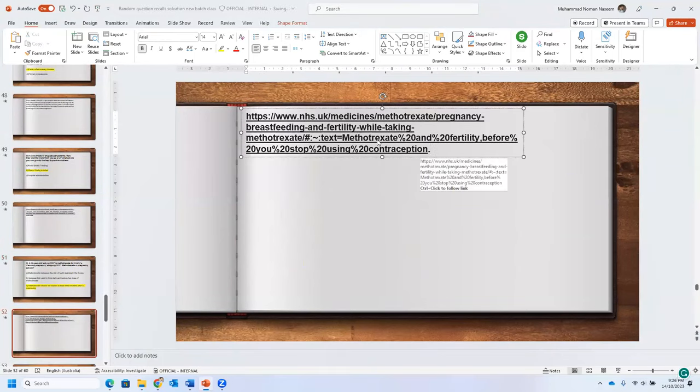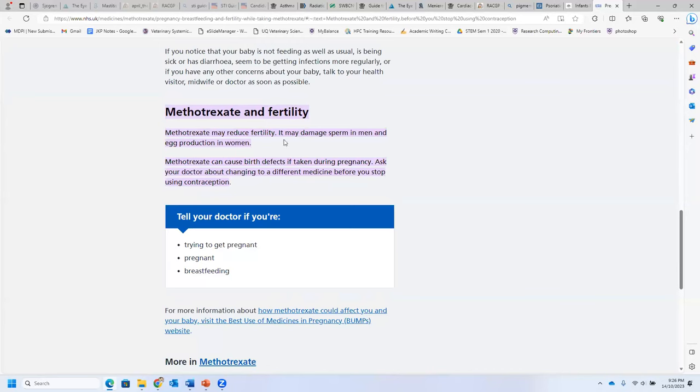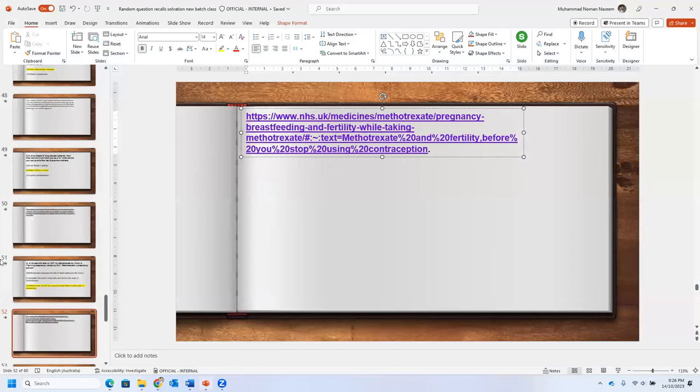You can have a look at this one. It gives you some information about why we are stopping it. It's not recommended as it can cause birth defects and it reduces fertility as well. So if you're planning or already pregnant, stop methotrexate. It damages the sperm in men and egg production in females, and it can cause birth defects if taken during pregnancy. Ask your doctor about changing to a different medication before you stop using contraception. Tell your doctor if you're trying to get pregnant, are pregnant or are breastfeeding.